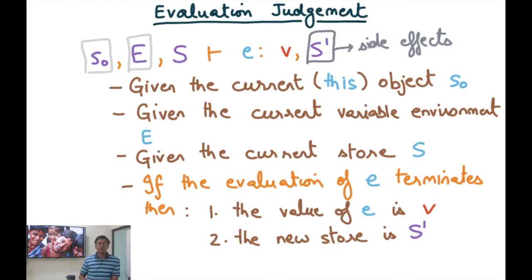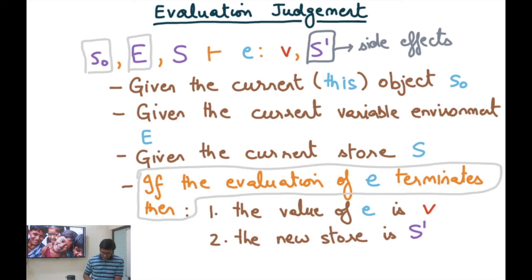So all the side effects are represented by updates to the store, not through updates to the environment or to the current object. All the side effects are only represented through updates to the store, and that's what we know about C++ like languages anyway. They don't really change the environment, they don't really introduce any new variables, but they can change the state of the memory. And that's what S prime is supposed to represent, and we also call them side effects of evaluating the expression.